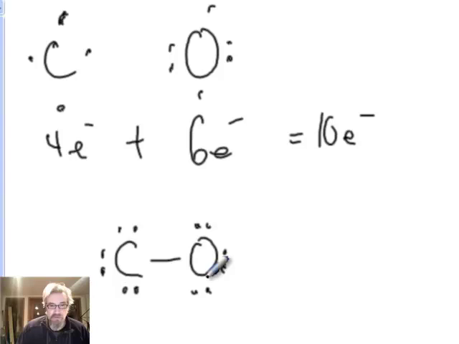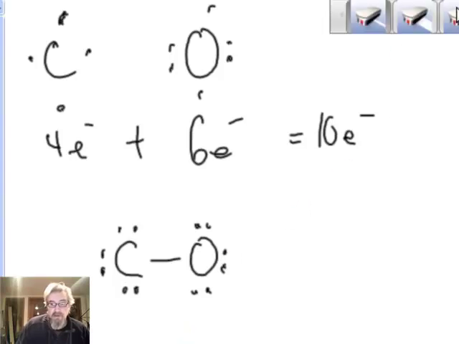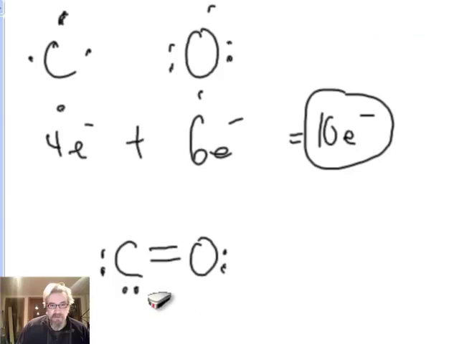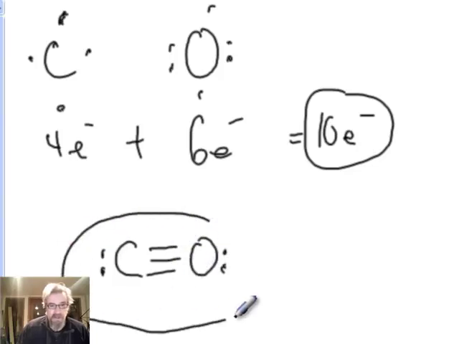Then when I count, I have 2, 4, 6, 8, 10, 12, 14 electrons, which is too many. So I need to make multiple bonds. Take away a pair from the O and the C, replace it with another bond, and count. 2, 4, 6, 8, 10, 12. I need 10 electrons. This is still too many. Erase, erase, and then put another bond in. Now I count again. 2, 4, 6, 8, 10. Finally, I got the numbers to match. That's the structure of carbon monoxide.